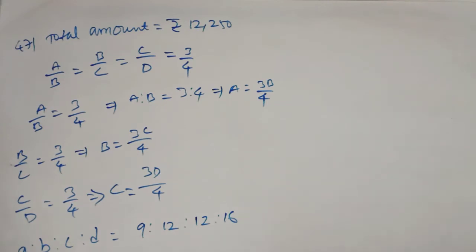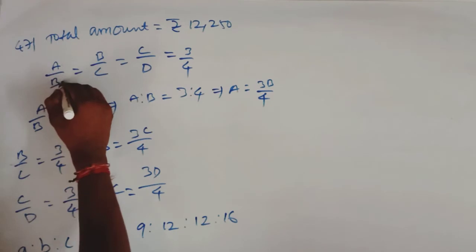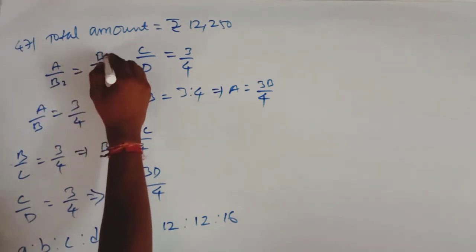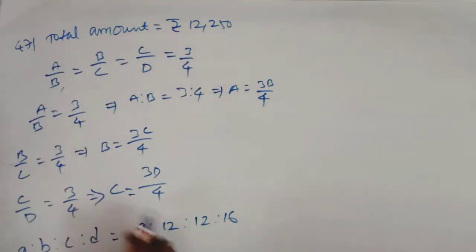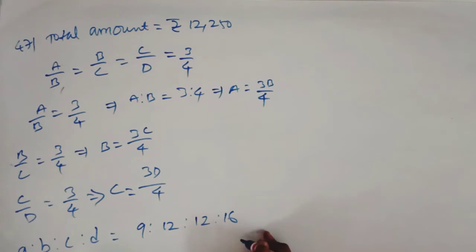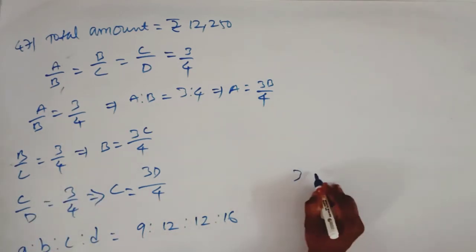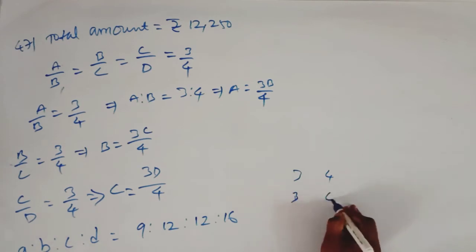Okay, because A by B is equal to 3 by 4. If A is 3 units, then B should be 4 units. That means 3 should be A and B should be 4 values. Then in the same way, here B is 3 units and C is 4 units. Okay, these two and these two.